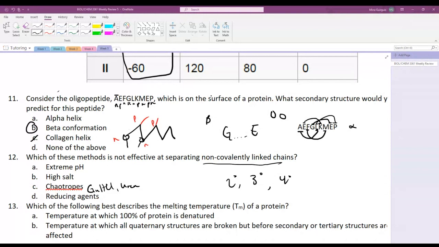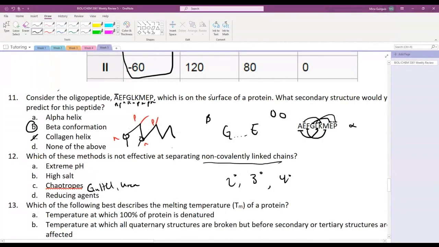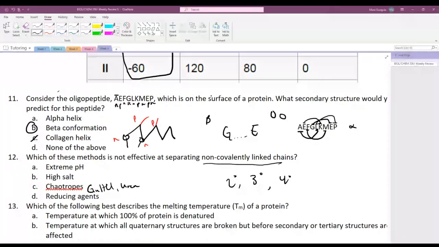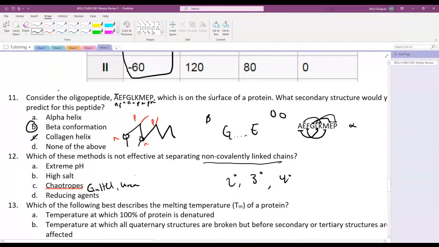Oh, hang on. It's definitely not A. Extreme pHs are very, very good at denaturing. And these chaotropes are very, very strong chemical agents. They break up bonds, and so A and C are definitely correct. So actually, I included two wrong answers here intentionally: high salt and reducing agents. I want to talk about those separately.